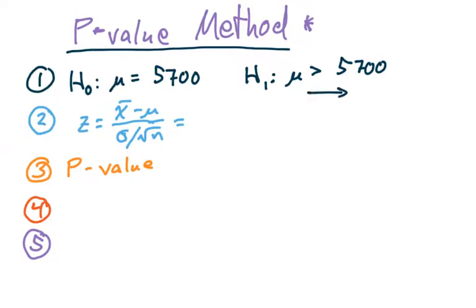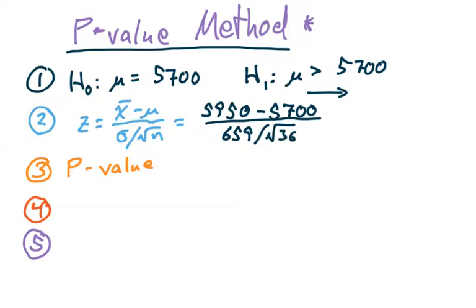Greater than, right. If we compute the same exact test value, so it's still 5,950 minus 5,700, all divided by, no, sorry, 659 divided by the square root of 36. And so what it used to be on the last page was 2.28. Okay, so now let's go to the p-value.